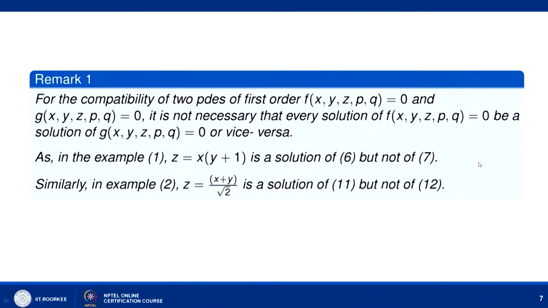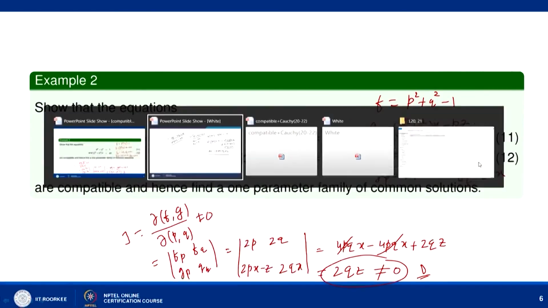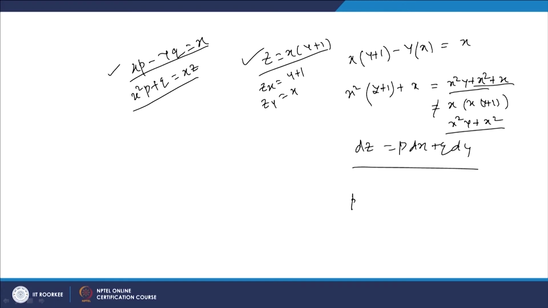Similarly we can see one more example. If you look at the second example, we try to see that z equal to x plus y by root 2 is a solution of the first equation but not the second equation. For that, look at the equation. The equation is p square plus q square equal to 1, but p square plus q square x equal to pz.